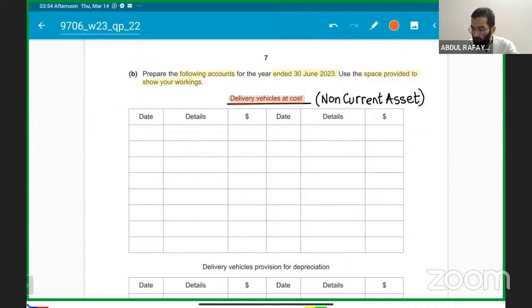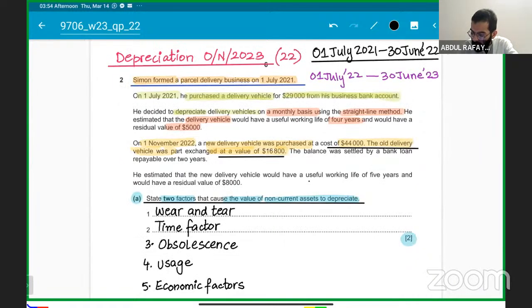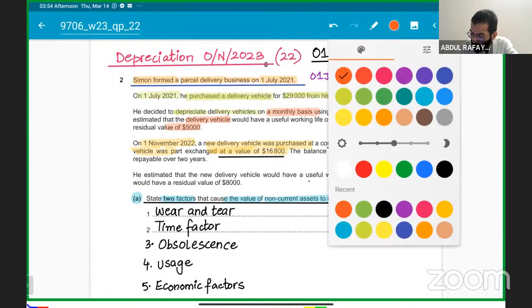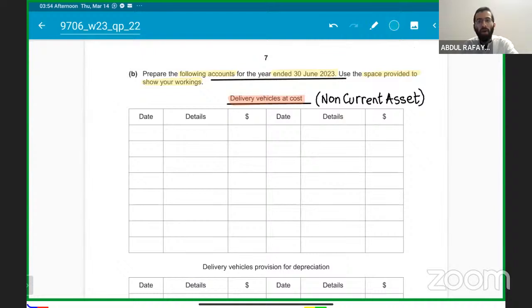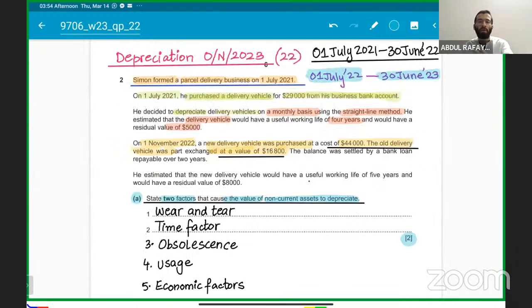The format for the cost account will be, because, sir, we are dealing in the year, prepare the following accounts for the year ended 30th June 2023. So basically they are asking us to work for the second year. They are asking us, sir, to work for the second year because the year is ending on 30th June 2023. So we have to work it out for the second year.